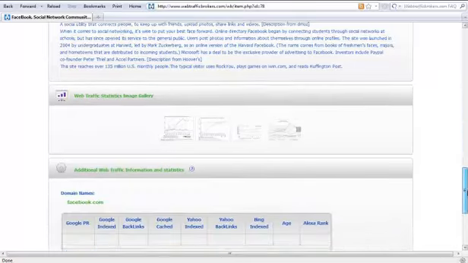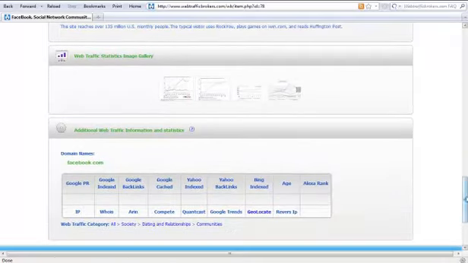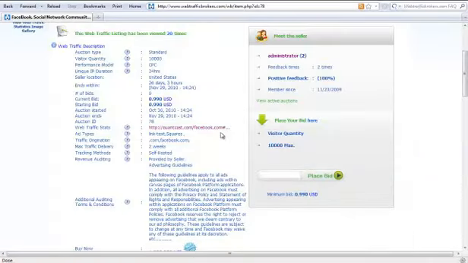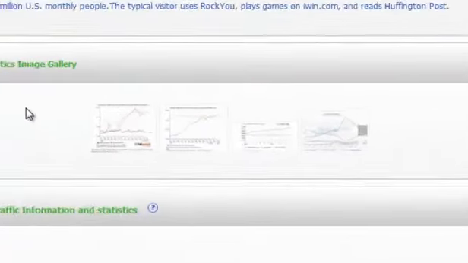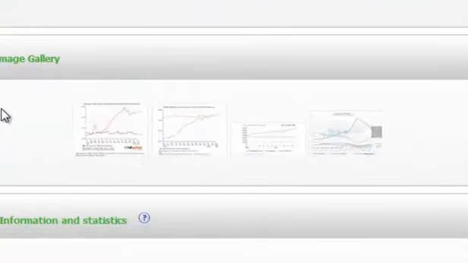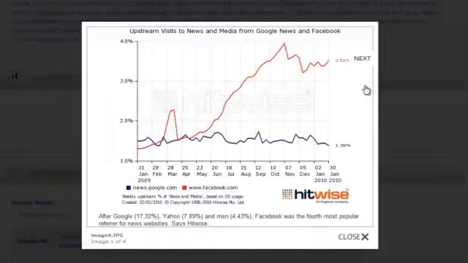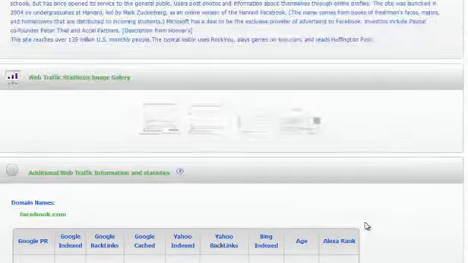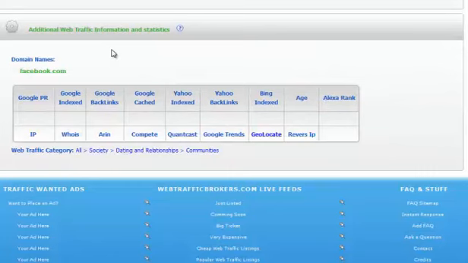Web traffic statistics image gallery: if for some reason the seller has not uploaded a URL here under web traffic stats, you can simply go to the image gallery and the seller can provide you with snippets of graphs, testimonials, any type of information that they feel pertinent to help you make a better decision or to encourage bids. Additional web traffic information and statistics.